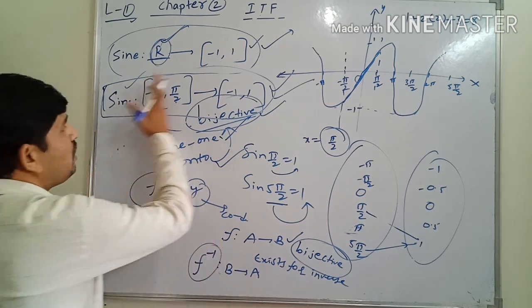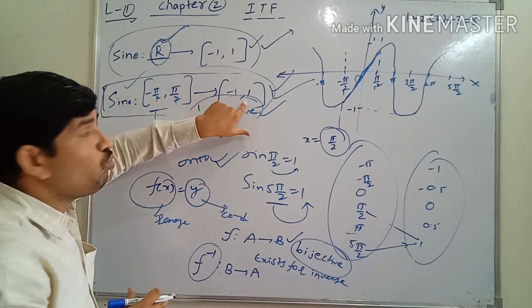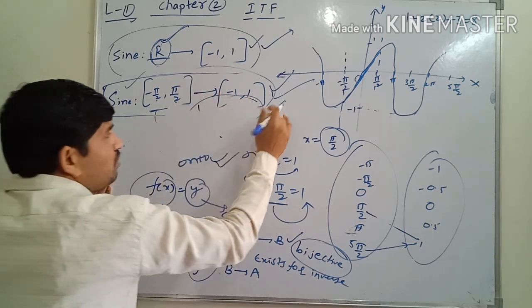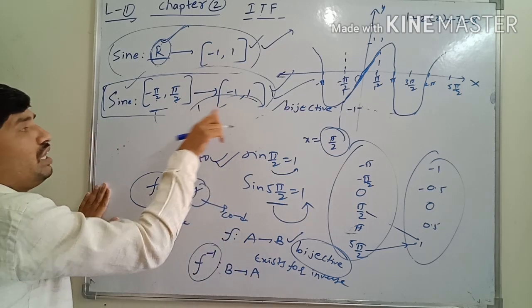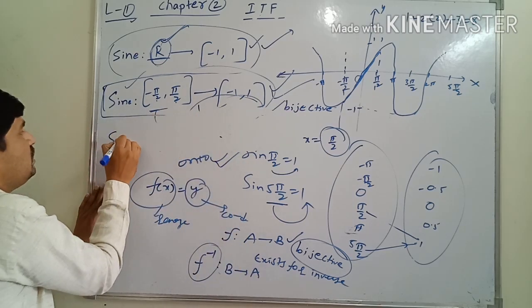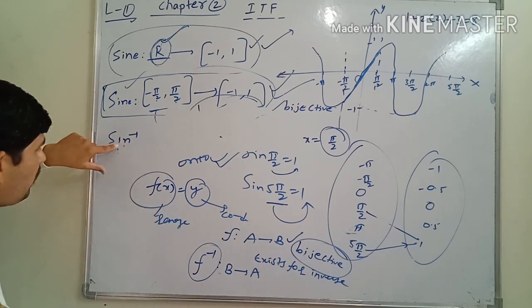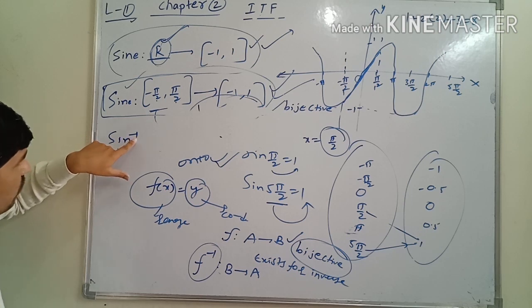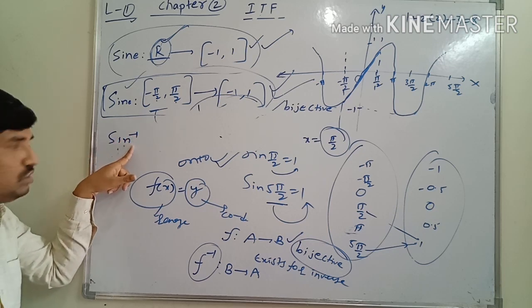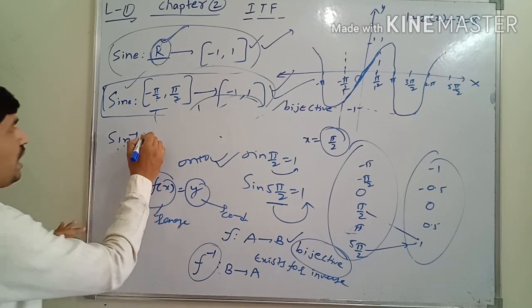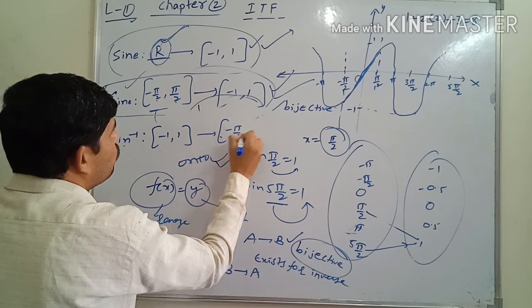So here also, f is the sine function from minus pi by 2 to pi by 2 to minus 1 to 1. This is a bijective function, no doubt, so the inverse exists. How do we write the inverse? This is the notation for the inverse trigonometric function. We read it as inverse sine function. Again the places are interchanged: the domain is minus 1 to 1, and the range is minus pi by 2 to pi by 2.